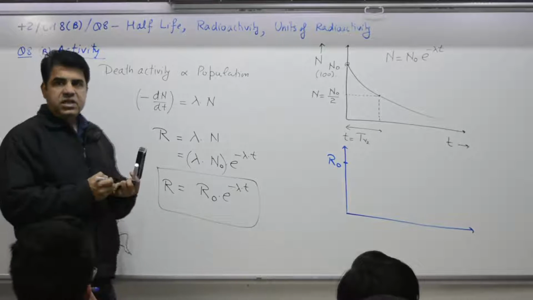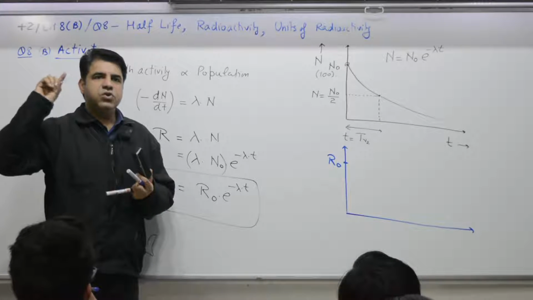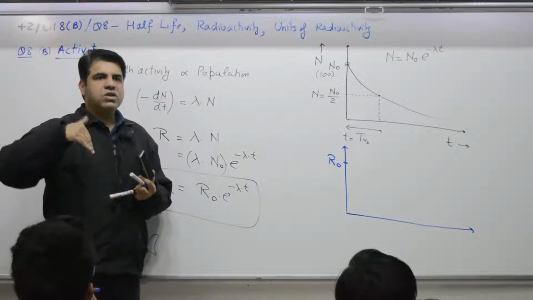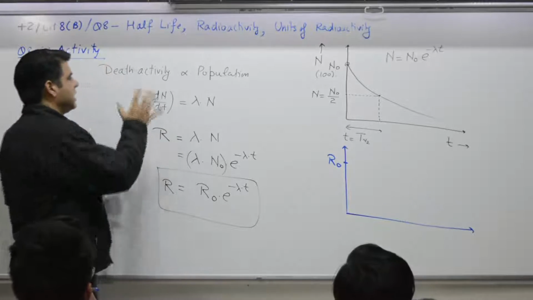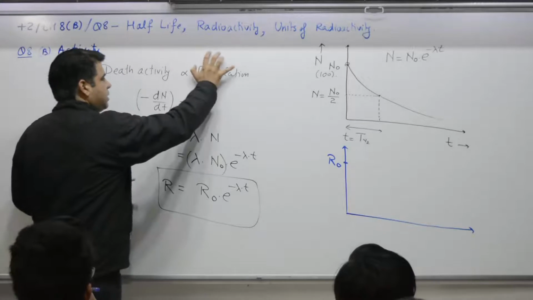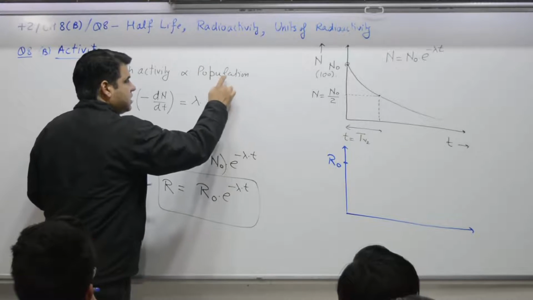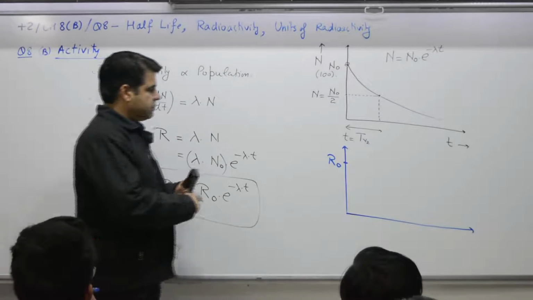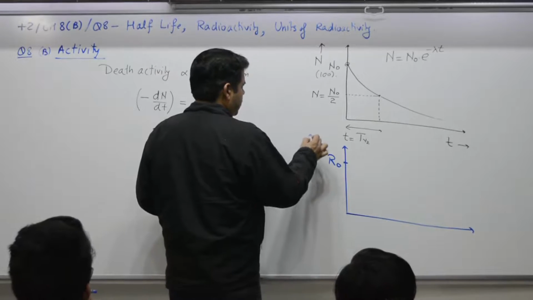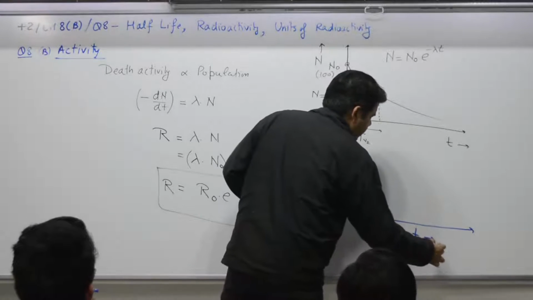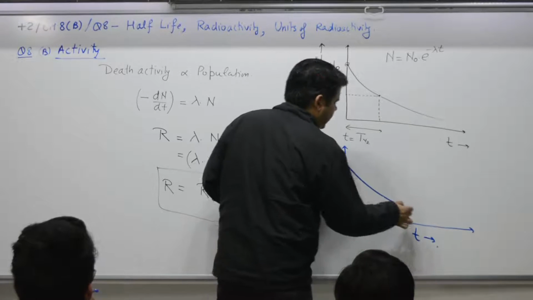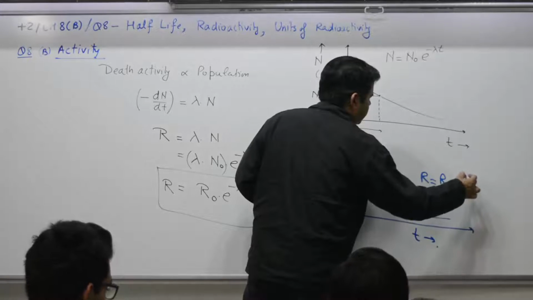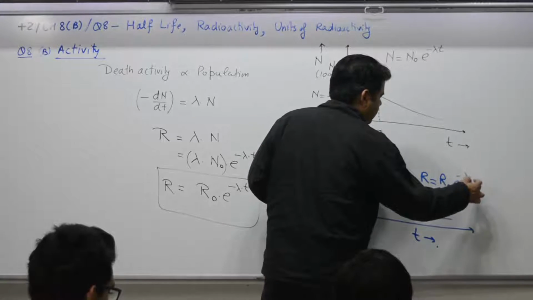Activity also decays exponentially. When the population is more, activity is more, death activity is more. When the population is less, activity is also less. The first line is activity is proportional to population. Population decreases exponentially. Activity also decreases exponentially. What's the graph? R along the y-axis, t along the x-axis. How will activity decrease? R is equal to R naught e power minus lambda t.